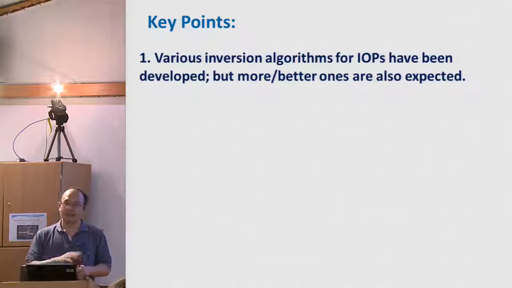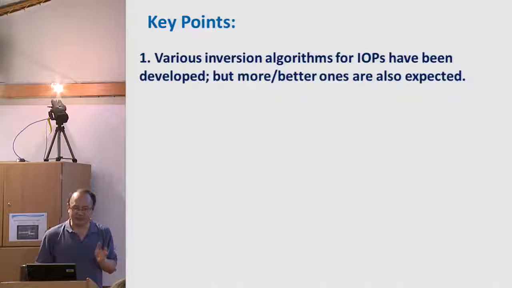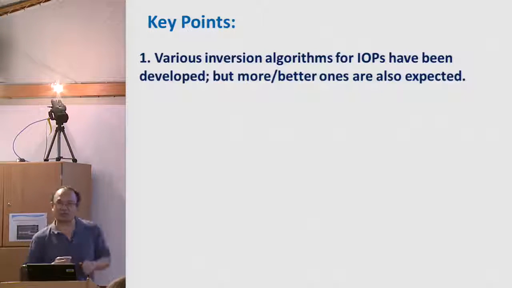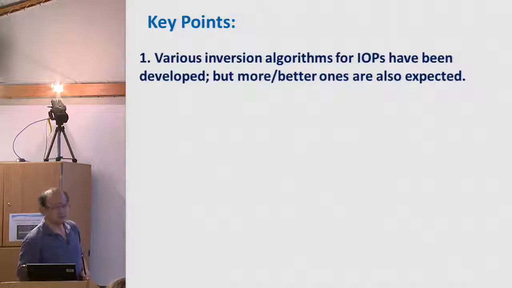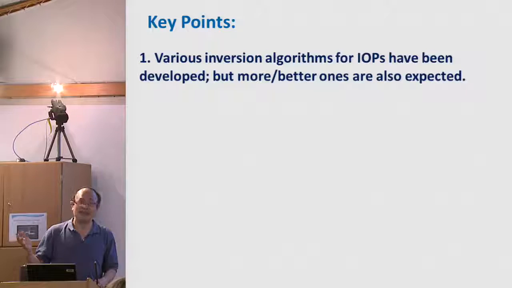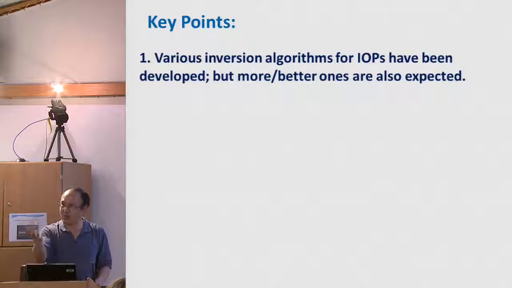Anyway, okay, I'm running out of time again. So the key points for the inversions. First, many algorithms for IOPs have been developed. If you have interest, read IOCCG report number 5, which lists lots of practices there. And that's not the end of this game, okay? There's still bigger room for improvement. That's for you guys. That's why we have this short course, okay?